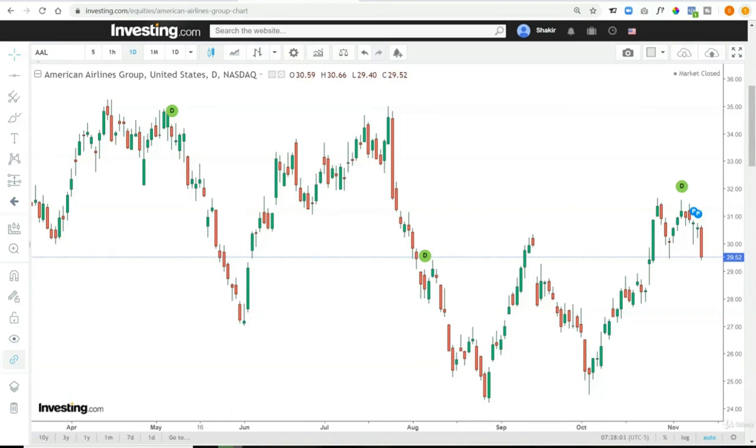Hello and welcome back. We're going to continue where we left off in the previous video. We have the American Airlines chart open and we're on the daily time frame. So each one of these candles actually stands for one full day's worth of trading. So what I'm going to do is move back into my chart.